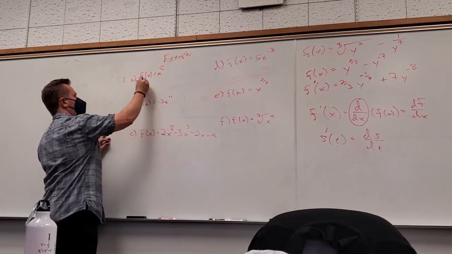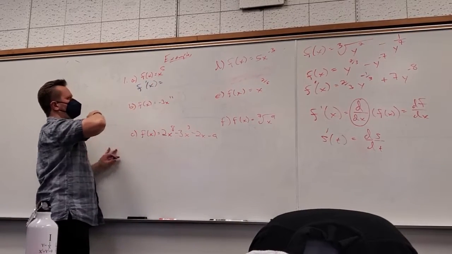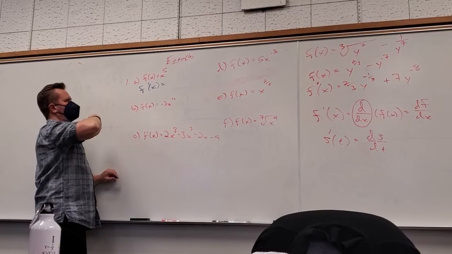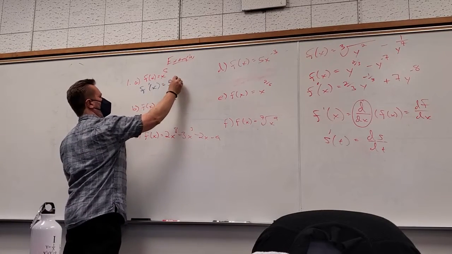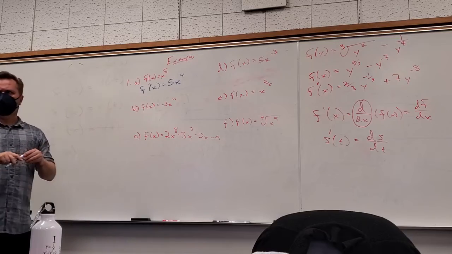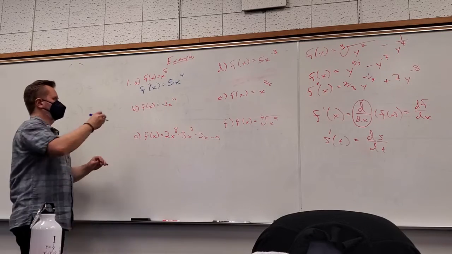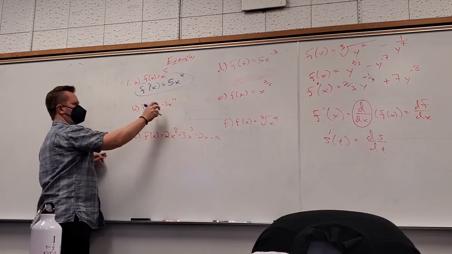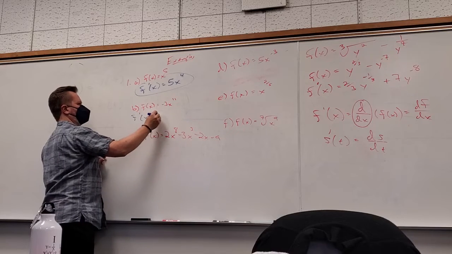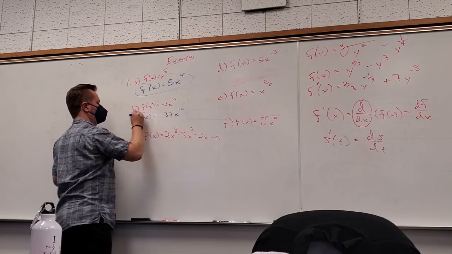All right, so what's this first one here? 5x to the x is 1. And then of course this one, negative 3x to the 10.